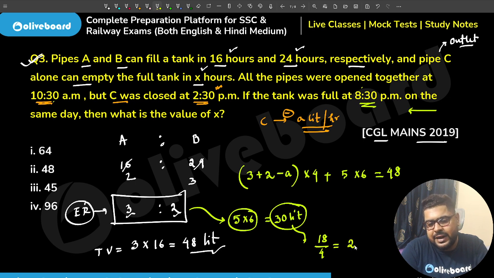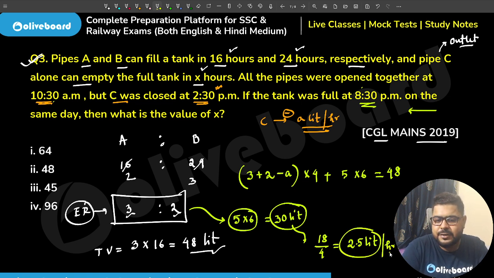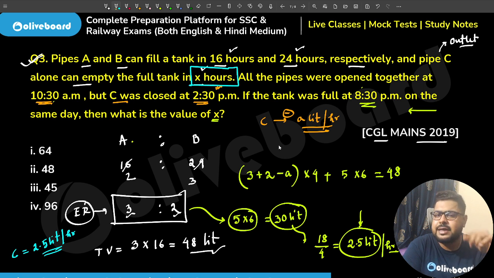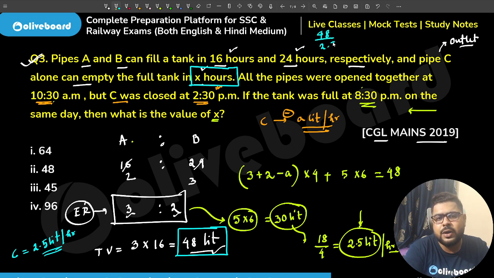Meaning, every hour they have filled 2.5 liters. Everyone, clear? 2.5 liters per hour. Meaning, what is the combined efficiency? What is the efficiency of C? Sir, A and B is filling 5 liters, but the combined efficiency is 2.5. That means it can only happen if C is letting out 2.5 liters of water every hour. So what is the value of X? What is the time in which C can empty the entire tank? So 48 divided by 2.5, or you can write 48 by 5 into 2, so 96 by 5, which is 192 by 10, so 19.2.